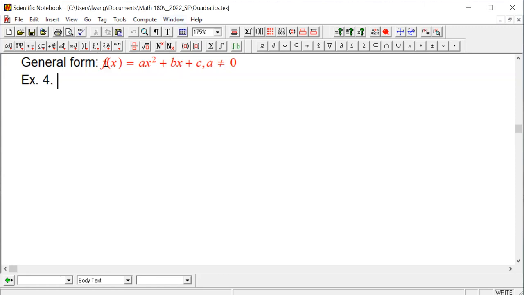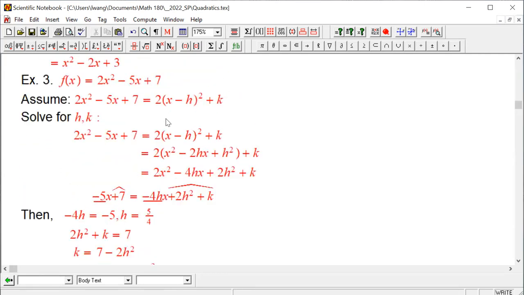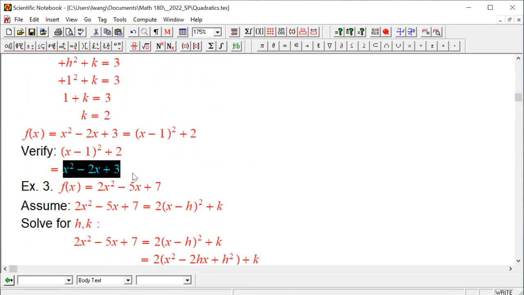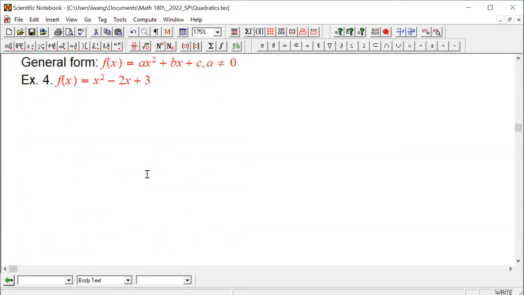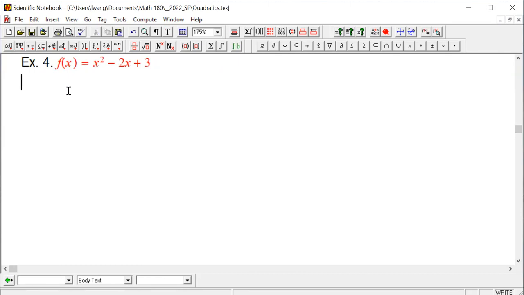Suppose I have a quadratic function, x squared minus 2x plus 3. You saw this example earlier. We already know the answer actually, but I'm going to use this example to introduce you to another method of completing a square.